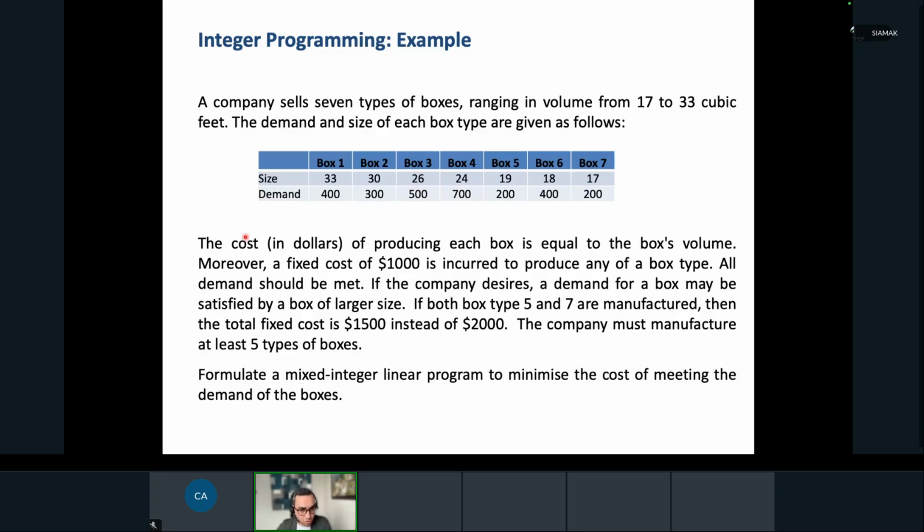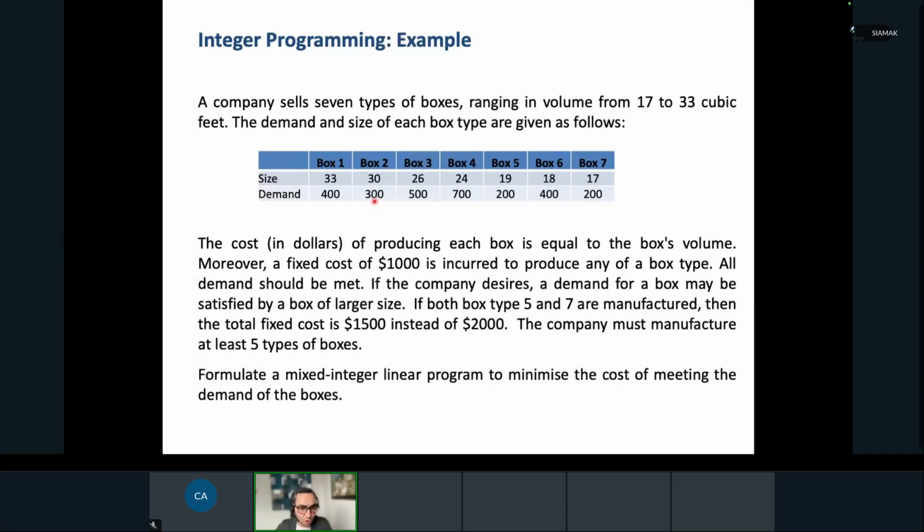All demand should be met. So if demand for box 1 is 400, we have to essentially satisfy that. So this gives you an idea of how you have to write the demand constraint. Here, if the company desires, a demand for a box may be satisfied by a box of larger size. So if someone comes with a demand of box 2, for instance, the demand of box 2 is not 300. I mean, it is 300, sorry.